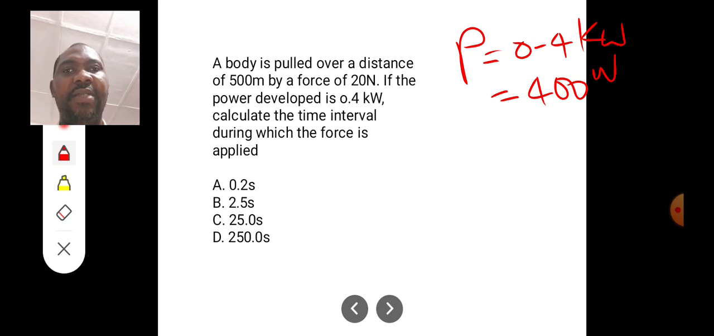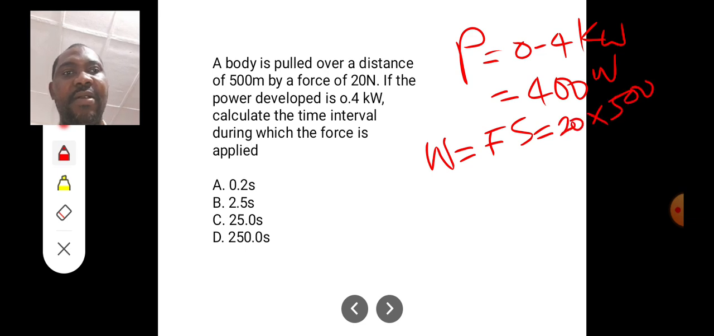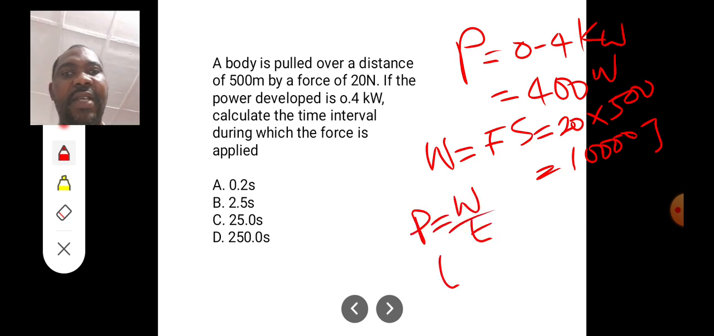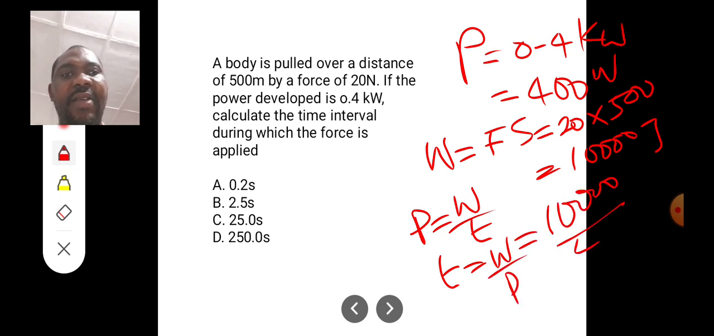It's pulled over a distance of 500 meters, so I can find work here. Work is simply force times distance, since force is given and distance is given. The force here is 20 and the distance is 500, so that will give us 10,000 joules. We know that power is work over time. Since we are looking for time, time will be work over power. That means 10,000 divided by 400, which gives us 25 seconds. So the answer to this question is C.